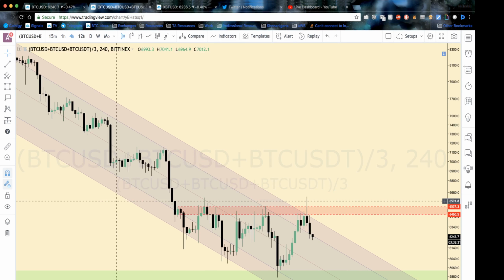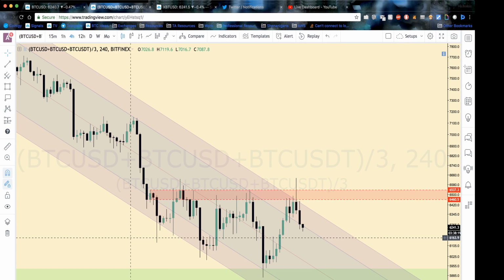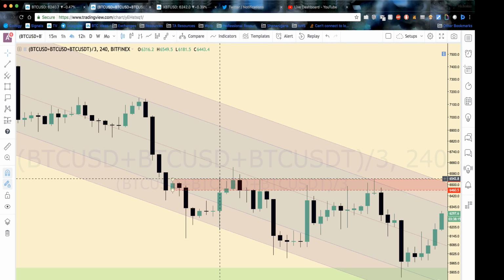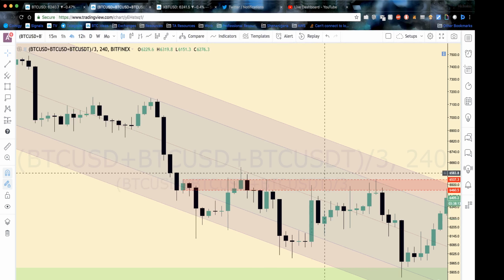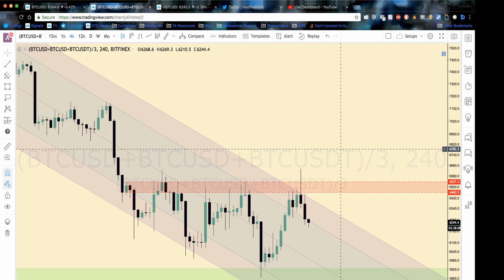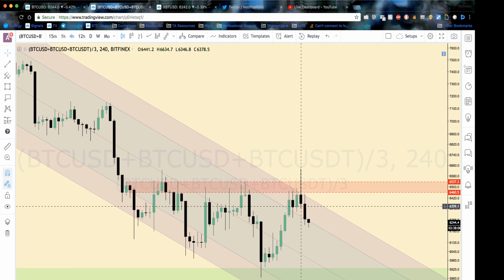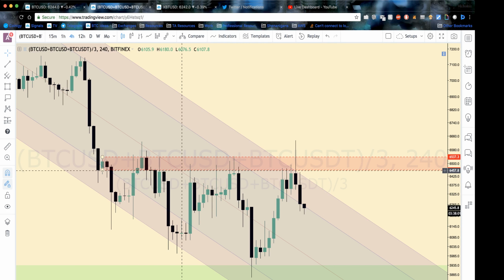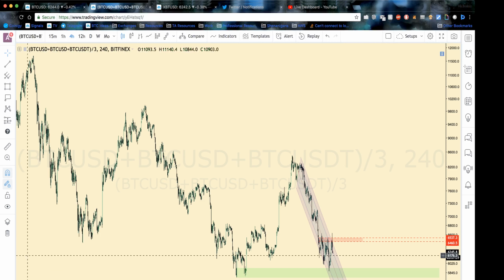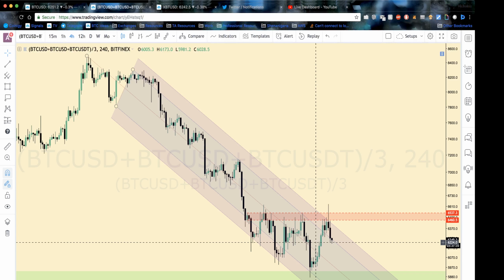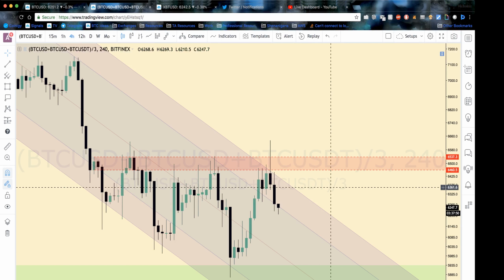Now what's notable is really 1, 2, 3, 4, 5, 6-ish. It depends how you want to count them. But we've approached this level multiple times. Resistance has to give out eventually. The same way we're looking at support at the beginning of the video on the macro time frame and saying, hey, buyers are going to run out eventually. Same thing here. Sellers are going to run out eventually.